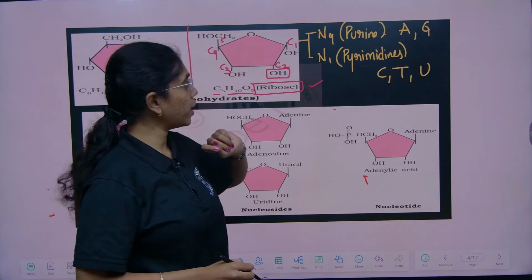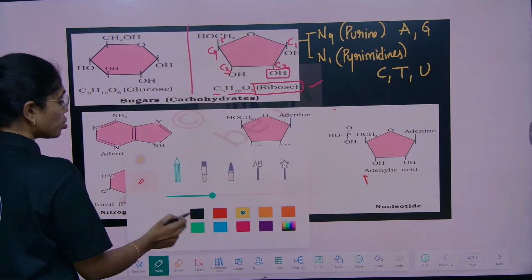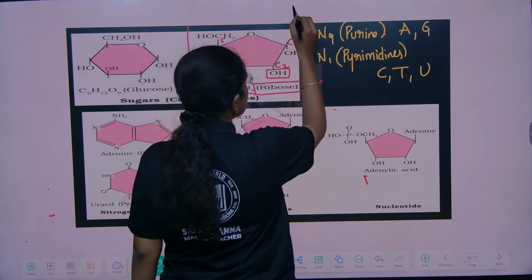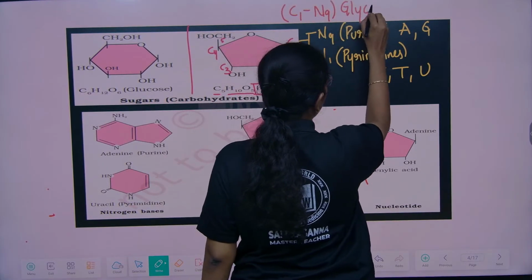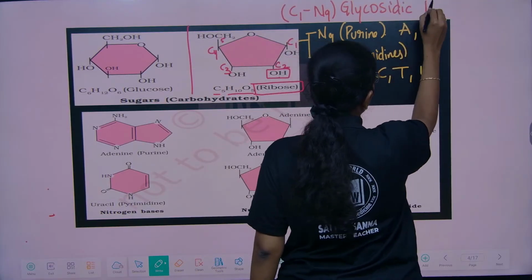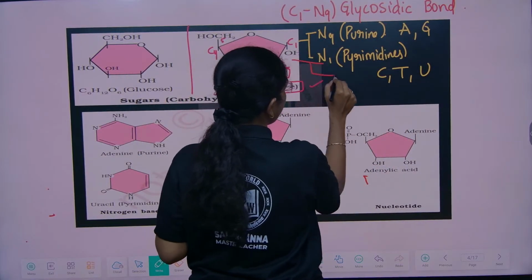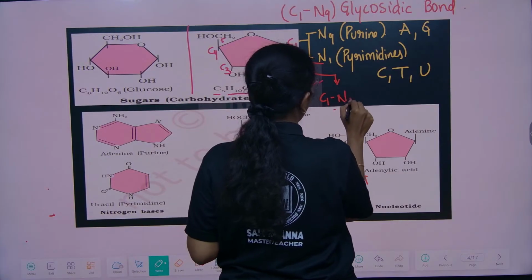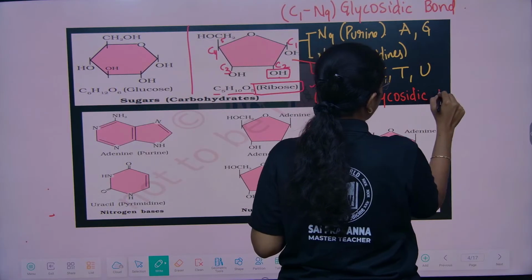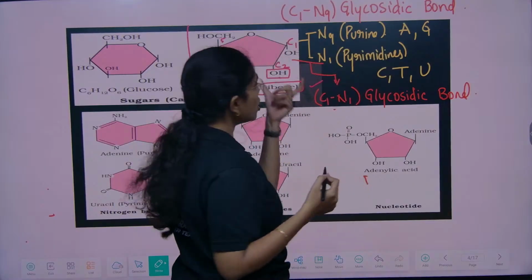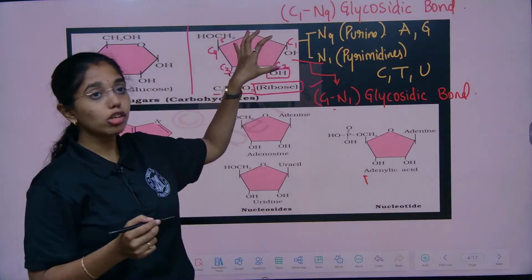C1N9 glycosidic bonds and C1N1 glycosidic bonds are in between sugar and the nitrogen base. The bond established is a C1N9 glycosidic bond in between sugar and purine. It is a C1N1 glycosidic bond in between sugar and pyrimidines. Clear, right? This is about the nucleoside formation.